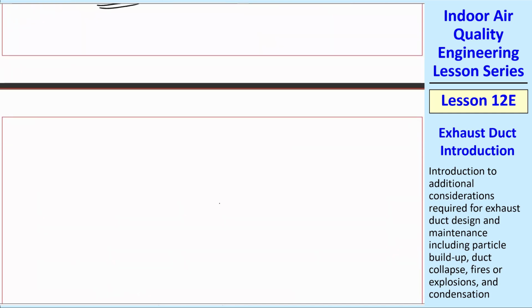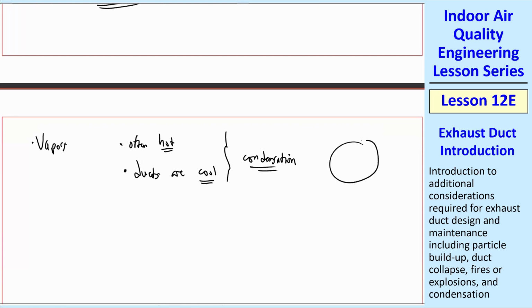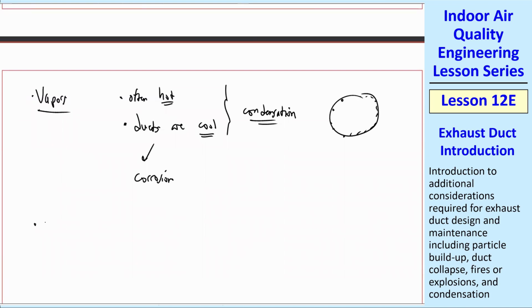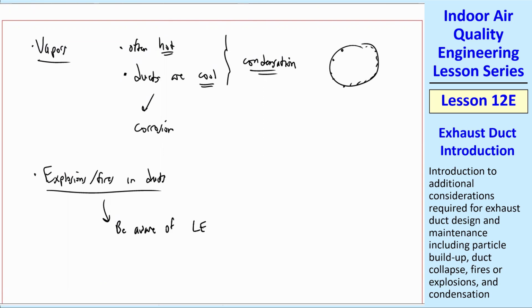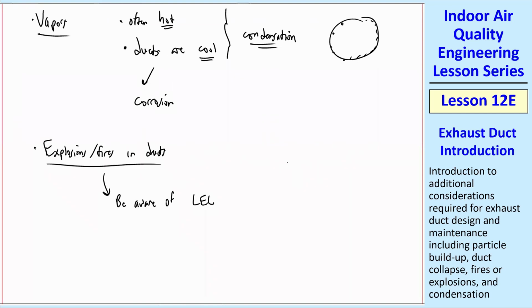There are some other issues when you have vapors. They're often hot and the ducts are cool, and that's a recipe for condensation. Whether it's water or some other chemical, especially some kind of acid, you get condensation building up. So if this is the cross section, you'll get droplets occurring, and this can lead to corrosion and some other problems. You can also have explosions or fires in ducts, so be aware of the LEL, lower explosion limit, which we talked about before. Some serious fires have started in ducts.